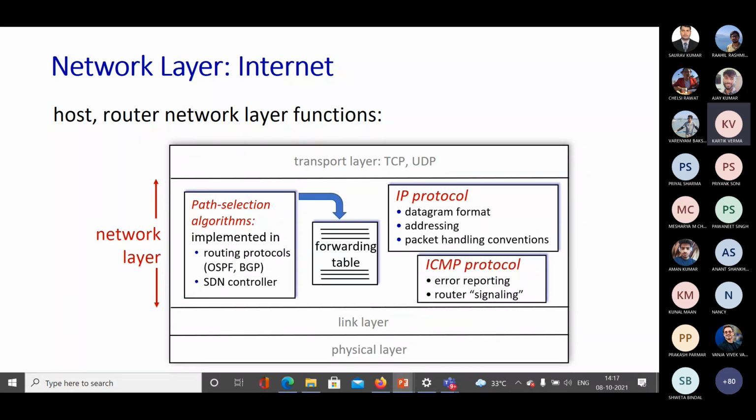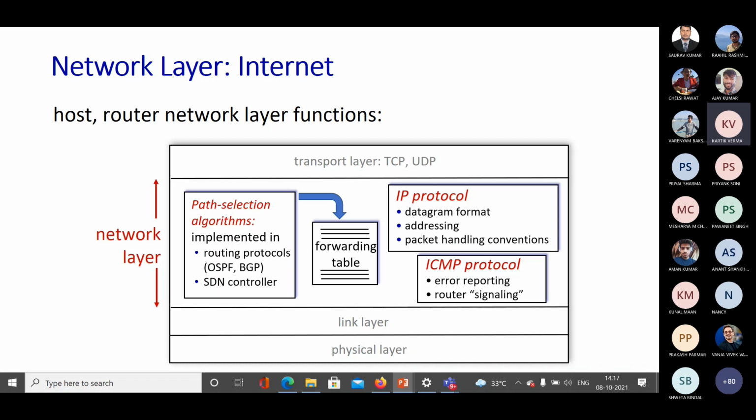And the fourth one is the ICMP protocol, which basically deals with error reporting and router signaling. Okay, signaling for certain important messages. So that we will read later on when we are working with ICMP.